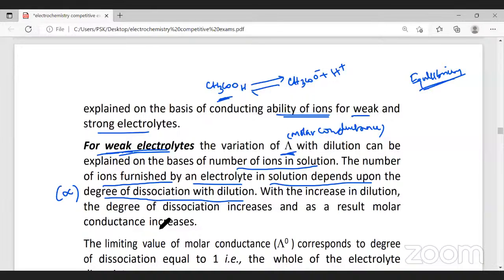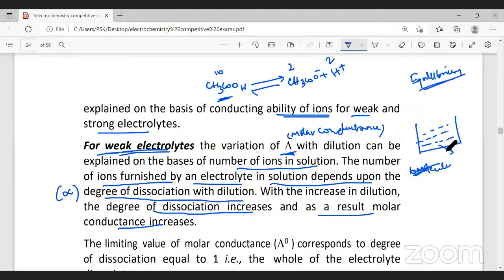Now assume it is not true. Assume I've taken 1 liter of water and I've added 10 molecules of acetic acid. Of these 10 molecules of acetic acid, only 2 molecules will dissociate to form 2 acetate ions and 2 H+ ions. Now tell me, in the solution, how many ions are there now? How many ions are there?